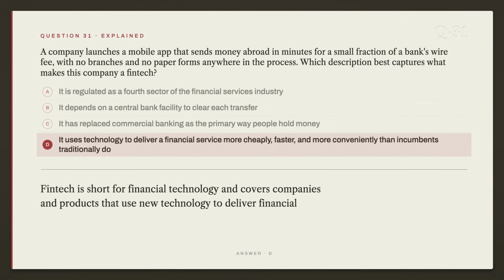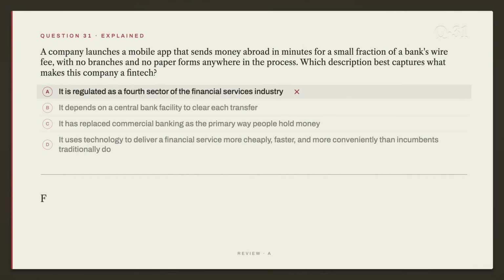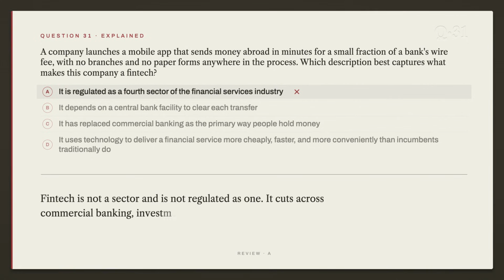Lower fees, faster settlement, and no branch or paper process satisfy 3 of those 4 claims at once. The label depends on how the service is delivered, not on what kind of service it is. A is wrong because Fintech is not a sector and is not regulated as one. It cuts across commercial banking, investment banking, and wealth management rather than sitting beside them.